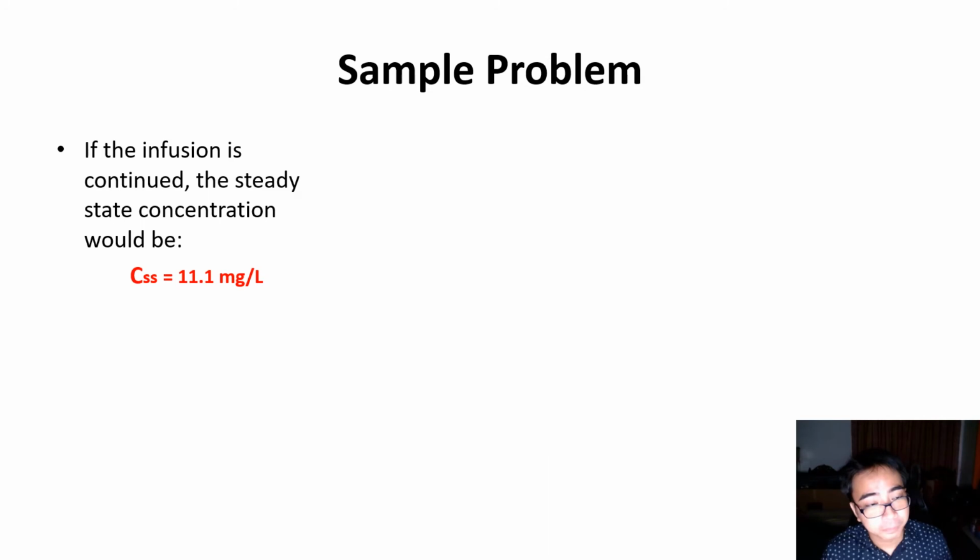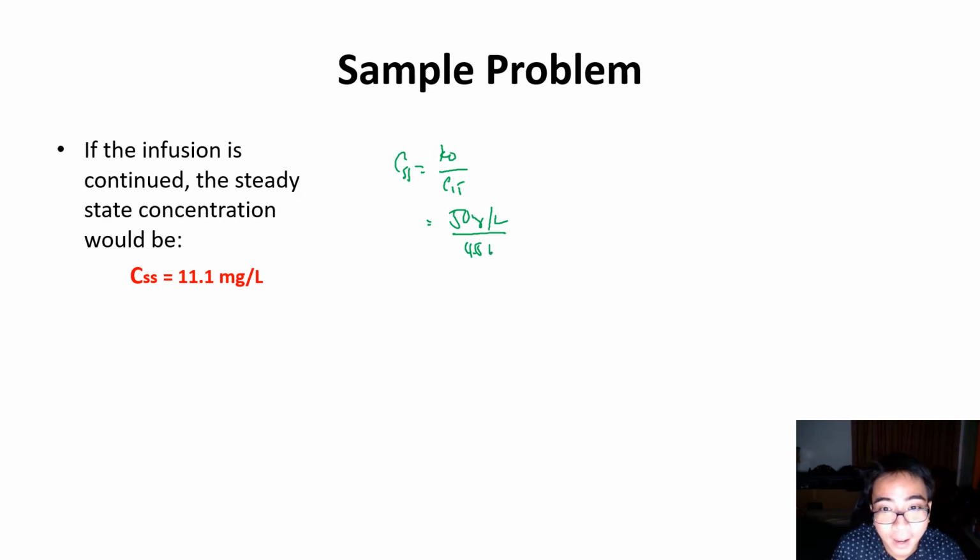So here's another. If the infusion is continued, the steady state concentration would be... medyo madali na lang to. Kasi di ba sabi natin, class, ang Css is equal to K sub 0 over clearance. And ang ating K sub 0 was 50 milligrams per hour divided by 4.5 liters per hour. Okay, so lalabas dyan will be 11.1 milligrams per liter. Okay, so I hope that makes sense.